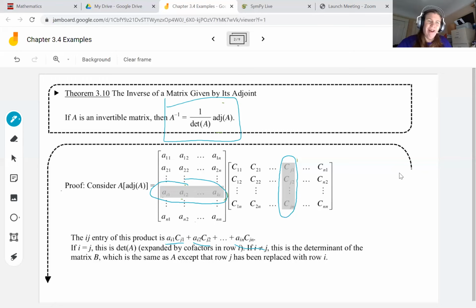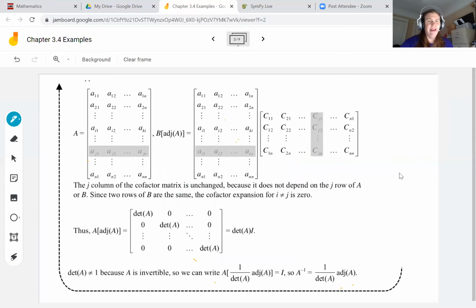All right. So if i equals j, this is just the determinant of A expanded by the cofactors in row i. If i and j are not equal, then this is the determinant of the matrix B, which is the same as A, except that row j is now replaced with row i. So let's take a visual of what that looks like. Here's matrix A, and we've got row j here in matrix A. Over here in matrix B, row j is replaced by row i, meaning we've got duplicate row i's here in matrix B. So let's take a look at matrix B here, multiplied by the adjoint matrix of A.